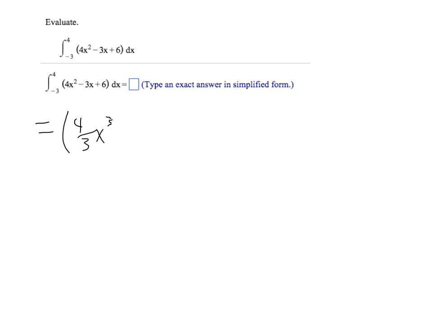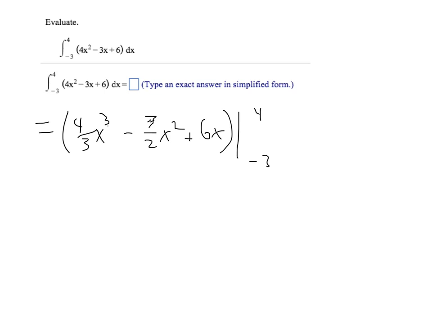Anyway, so 4/3 x cubed. The antiderivative of 3x is 3/2 x squared, and the antiderivative of 6 is 6x. So we should have 4/3 x cubed minus 3/2 x squared plus 6x evaluated from -3 to 4.